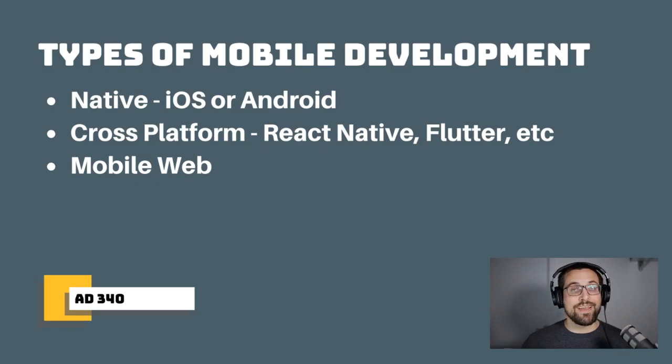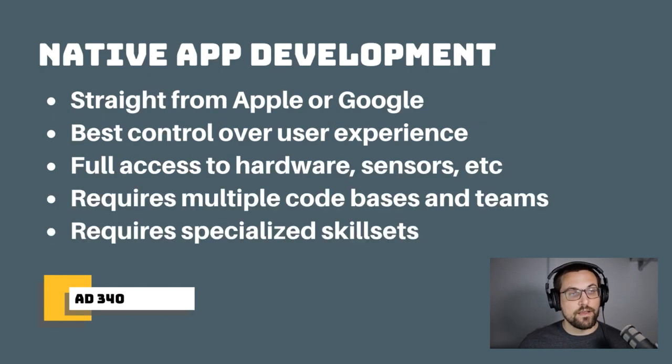So first off, we have native app development. This is iOS development or Android development using the native tooling coming straight from Apple and Android, and we'll talk a bit about that in a second. We have cross-platform development. These are frameworks that you might have heard of, such as React Native, Flutter, Xamarin, things like that. And then we have the mobile web. So let's talk a bit about each of these.